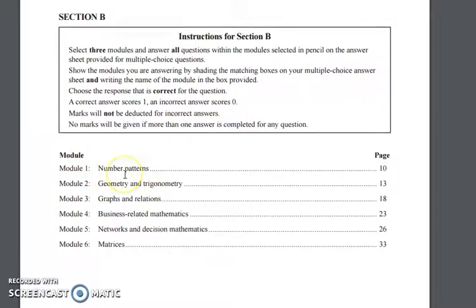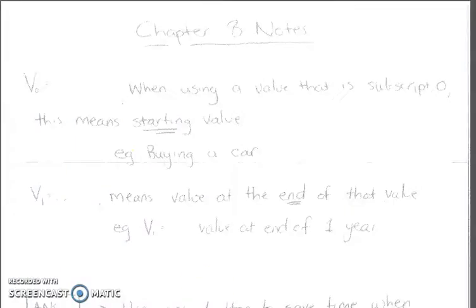This was previously part of the modules. However, now this modelling growth and decay has become part of core. So if you're looking at past exams, go to Module 1 number patterns for further examples of these questions. If this is too dull, you can follow along with your printed notes.